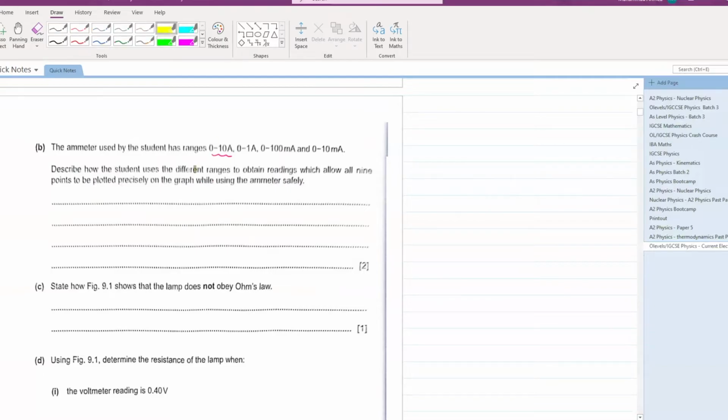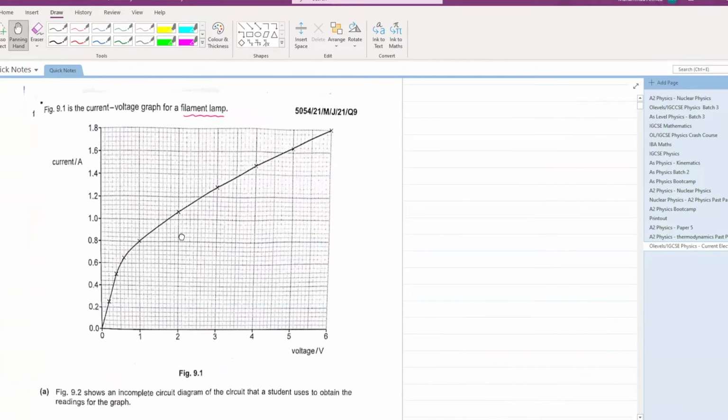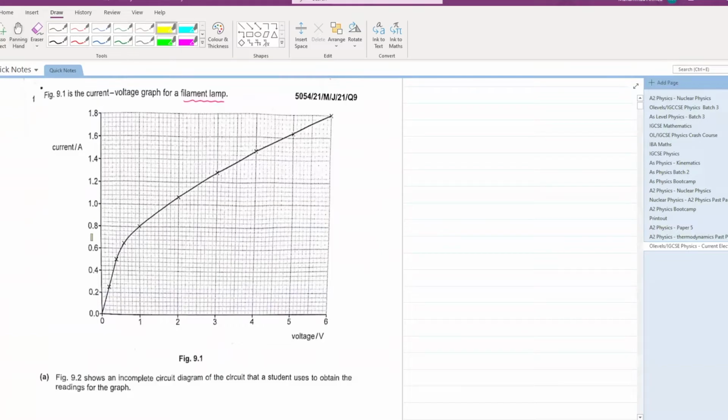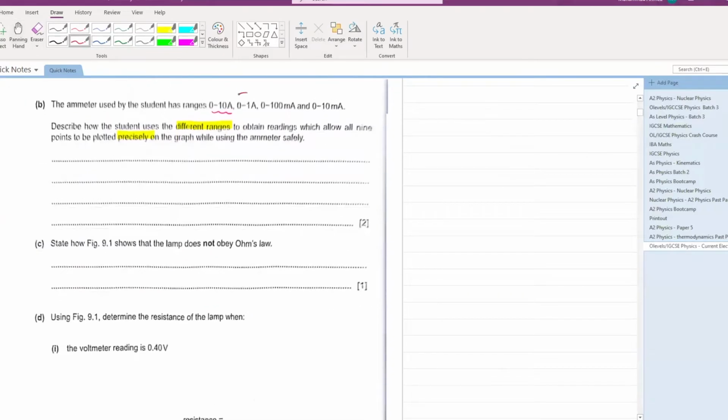How will the student use different ranges to obtain readings which allow all 9 points to be plotted precisely on the graph while using the ammeter safely? So which ammeter should we use for these readings? If you can see, for the first half, that is from 0 till 1 ampere, you can use the 0 to 1 ampere ammeter.